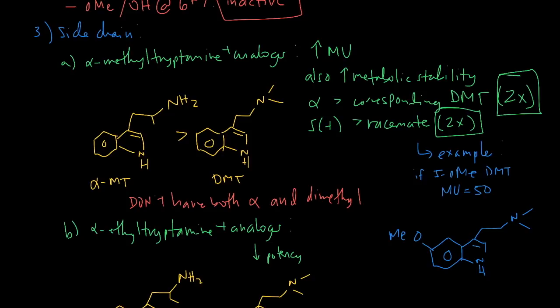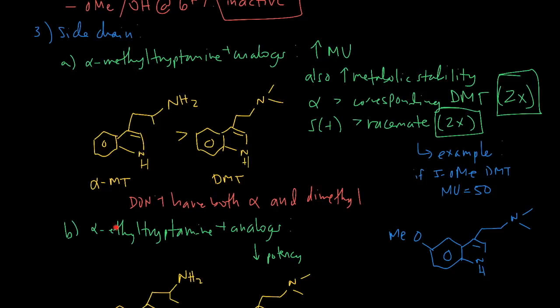So the alpha substituent is twice as potent as DMT. The S isomer is twice as potent as the racemate. I'll explain all this soon. So here's your alpha methyltryptamine. You have a substituent at the alpha position, and here's your DMT, which is your prototype.